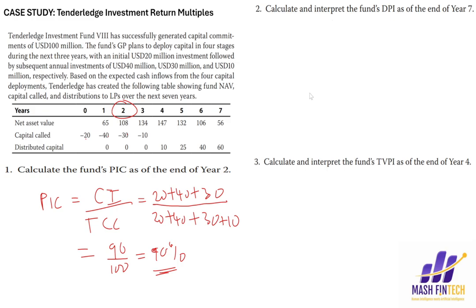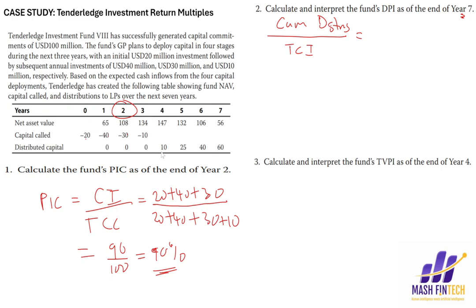So the distributed to paid in is going to be your cumulative or your realized returns, cumulative distributions, and then these are divided by total capital invested. And this is equal to the cumulative distributions by year 7. You want to look at this by year 7.